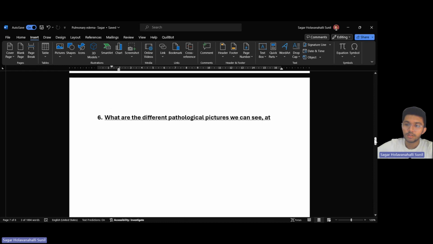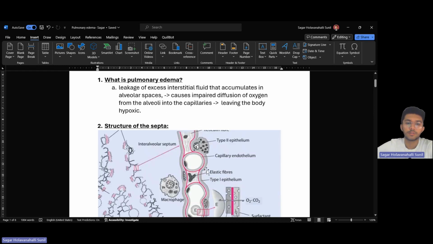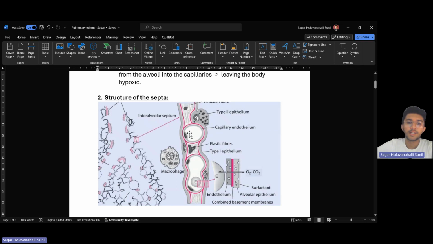So just to conclude, you speak about what is pulmonary edema. Just remember the structure of the septa. And until now, whenever I say interstitial spaces, I mean this region over here, or within the alveolar epithelium, within the basement membrane, within the endothelium. So that is the interstitial space. This is the capillary and this is the alveolar space. So the fluid is from here, it gets collected over here, and then if it's not going to get drained by the lymphatics, it will then go to the alveolar space.